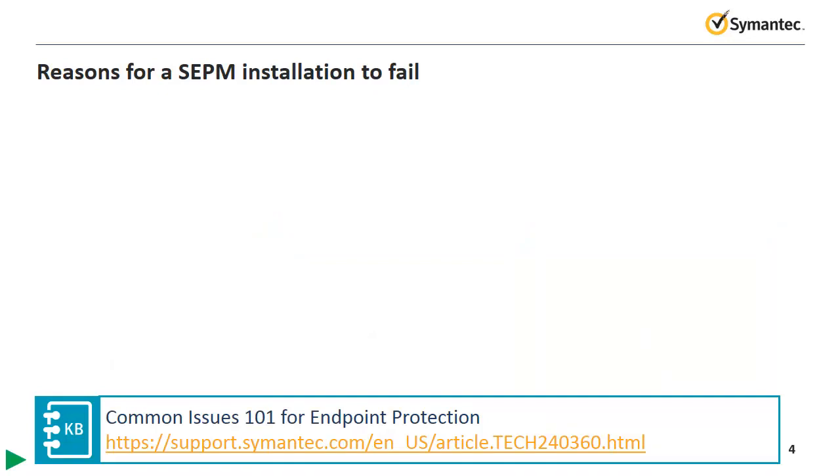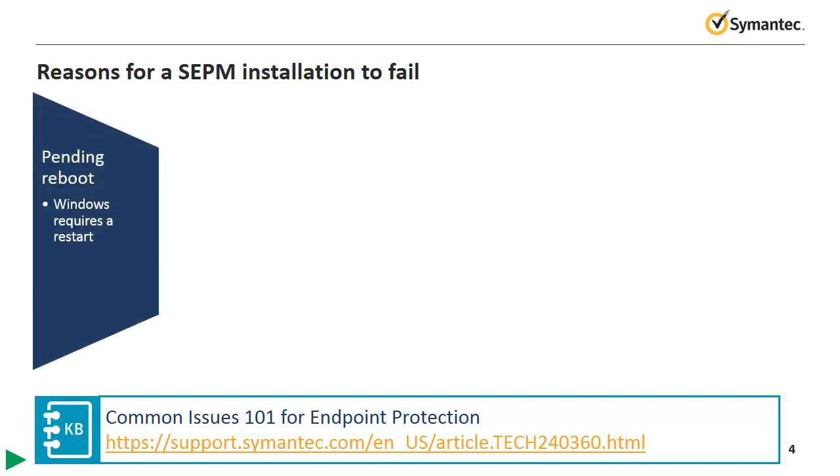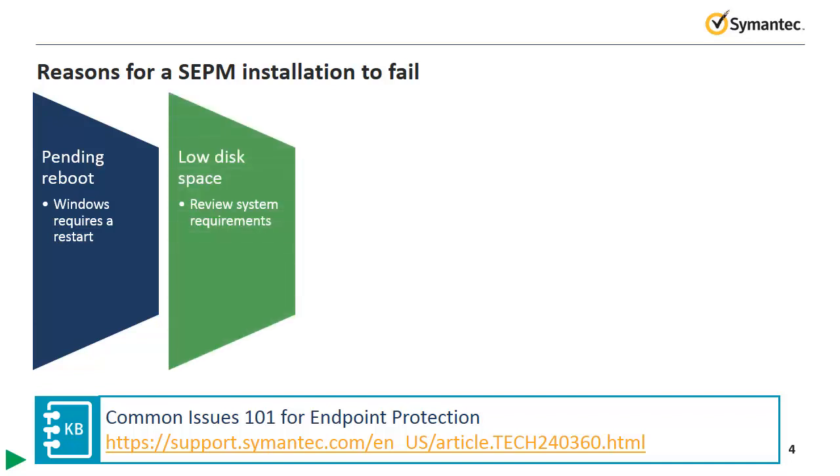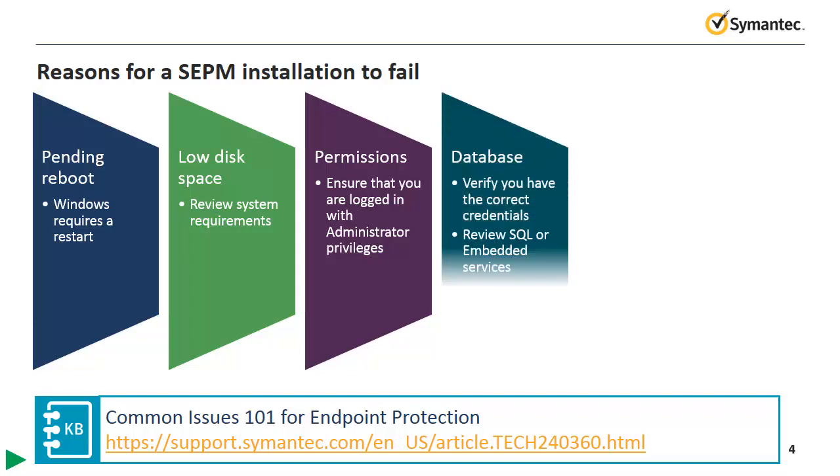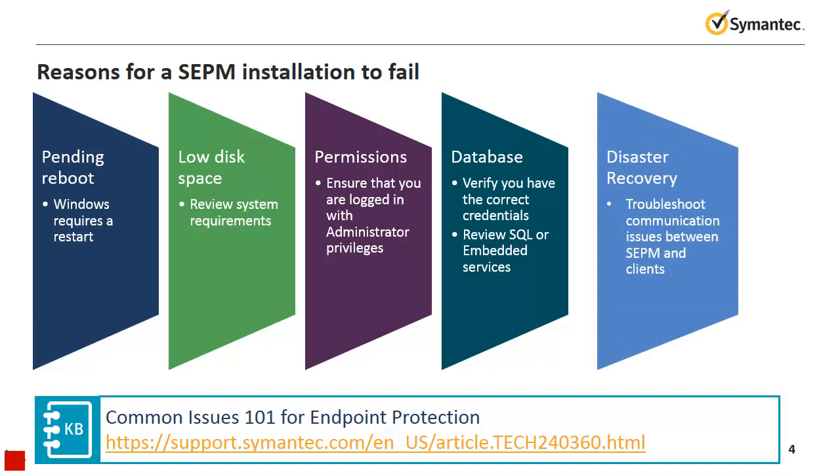There are many reasons the SEPM installation can fail, but I've listed some common use cases. A pending reboot in Windows may require a restart of the server. You may be running low on disk space, in which case you need to review the system requirements. With permission-related issues, you need to ensure that you're logged in as local administrator or an account with local administrator privileges. If the installation fails to upgrade the database or create the SEPM database, verify you have database administrator credentials and review SQL or embedded services on the server. If the services are not running, it may cause issues with the installation.